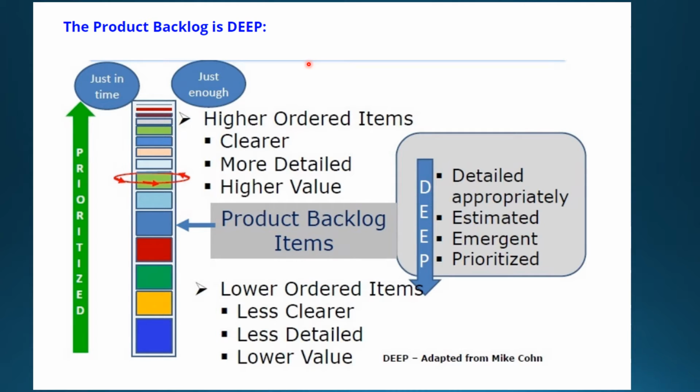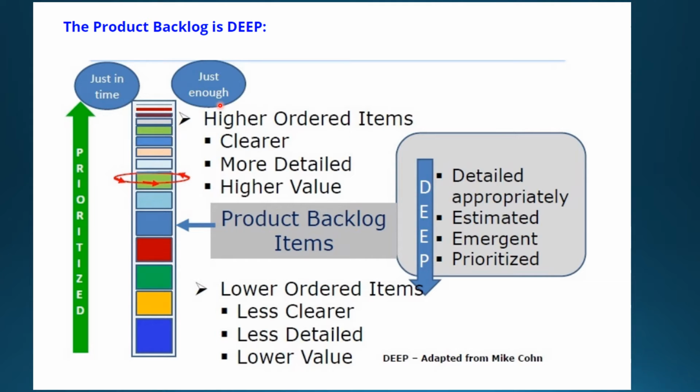So what is in it for a product owner or team? The product backlog is based on the DEEP principle. What is the DEEP principle? Detailed appropriately, Estimated, Emergent, meaning emerging, and Prioritized. Prioritized is nothing but ranked or ordered.